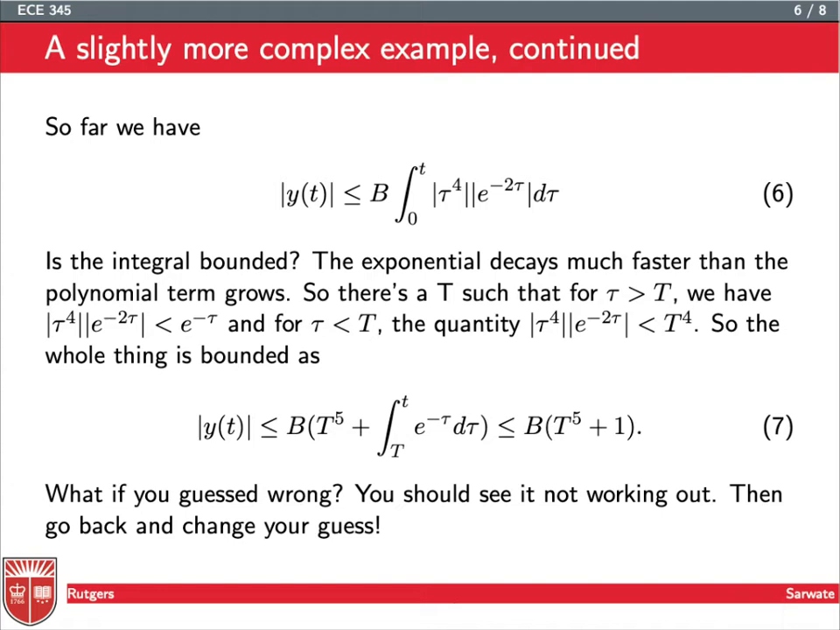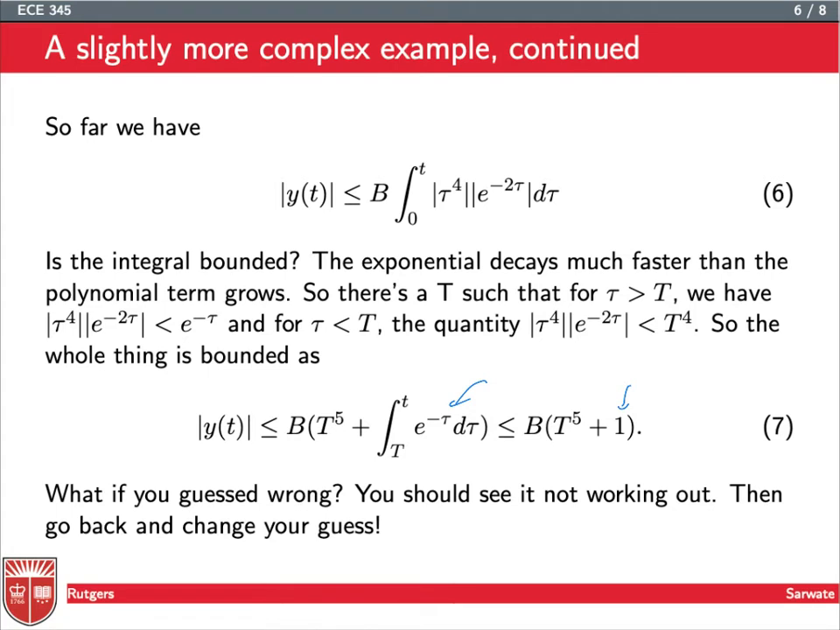So it's less than t to the fourth. So the whole thing gets bounded as b times t to the fifth, I guess, because we're integrating this t to the fourth, plus the integral of the second half for t greater than capital T, from capital T to t of e to the minus tau d tau. This thing is bounded by 1, so we get this total bound b times t to the fifth plus 1.